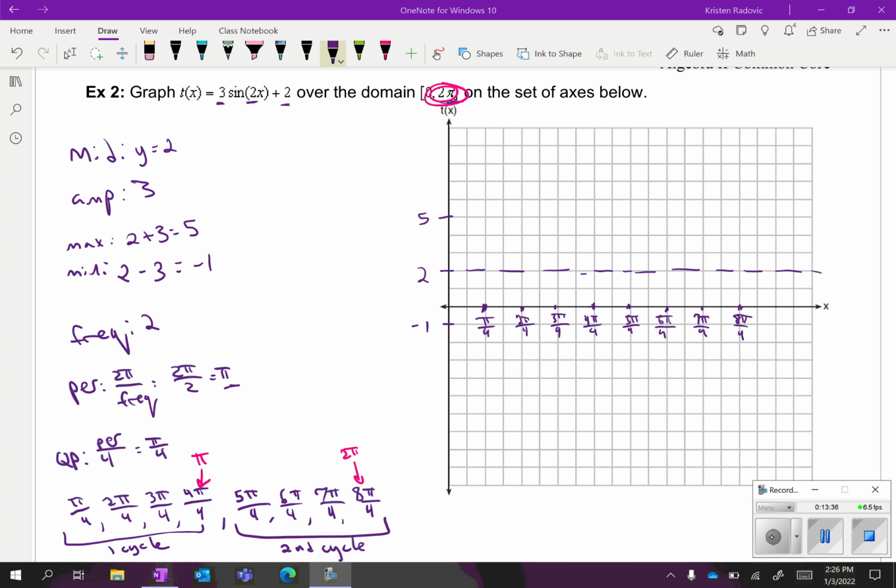So I've listed all my quarter points, and now I'm going to start graphing. This is a positive sine curve. So positive sine starts at the midline, and because it's positive, it's going to go upwards. In other words, we're making something that looks like this. So I'm starting at my midline, and at my next quarter point, I'm going to go up to my maximum value.